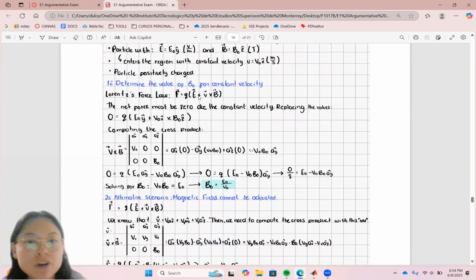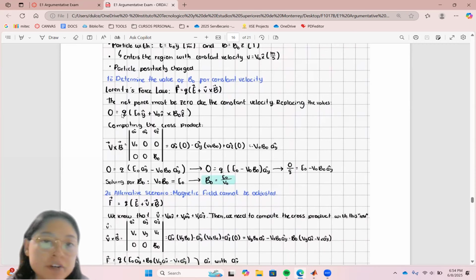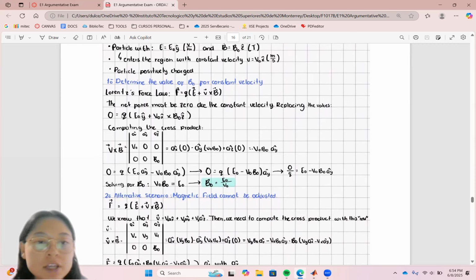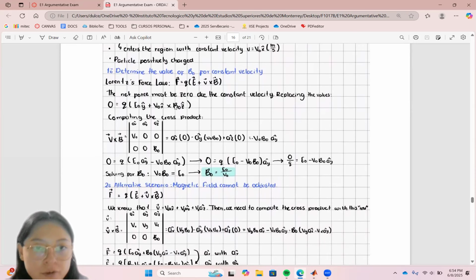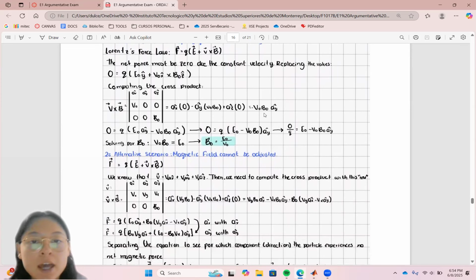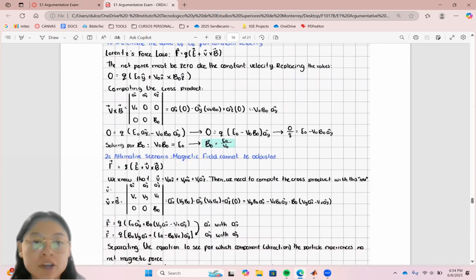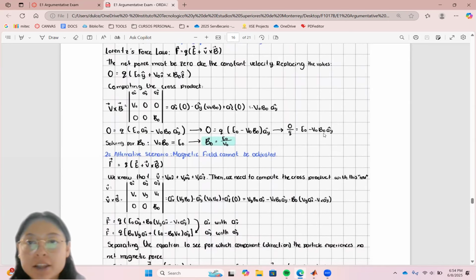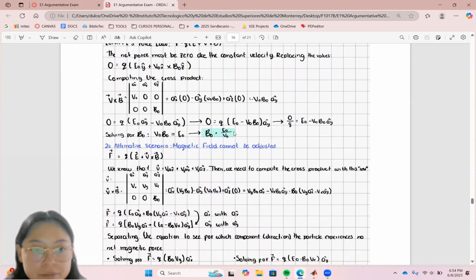I use the Lorentz force, and first I set this equal to 0 because there's no net force. And then I take the cross product of the velocity vector and the magnetic field vector. I obtain that this cross product goes in the negative y direction, and I just replace the values and solve for the magnetic field at the initial point, and I obtain this.